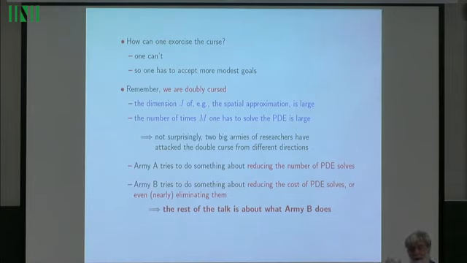So not surprisingly, there are two huge armies dealing with these problems. One army is trying to do something about m, the number of PDE solves, and Army B tries to do something about reducing the cost of the PDE solves, or maybe nearly eliminating them altogether. So the rest of the talk is what Army B does. Army A, of course, not only mathematicians deal with, but this is something statisticians deal with as part of their daily lives. Okay.